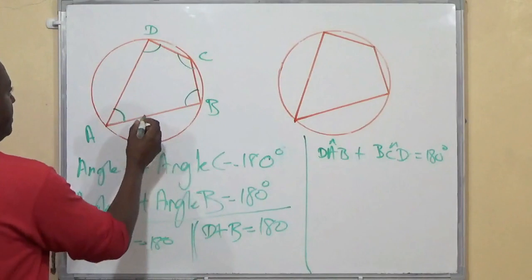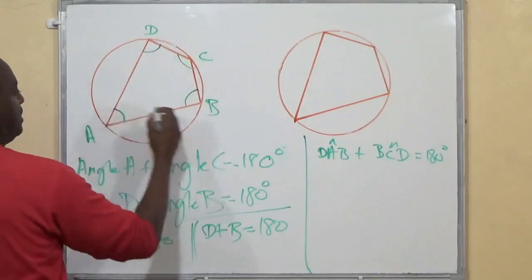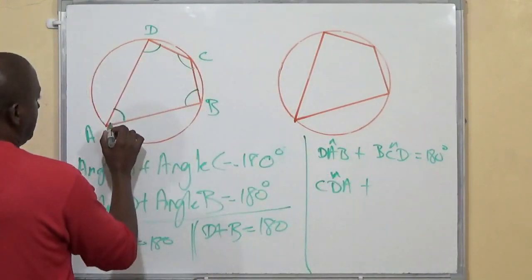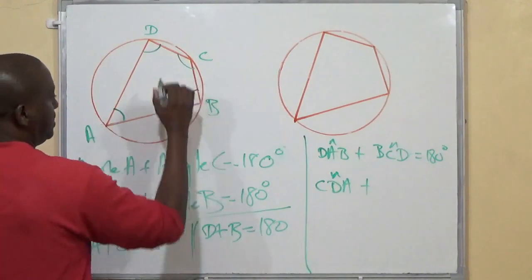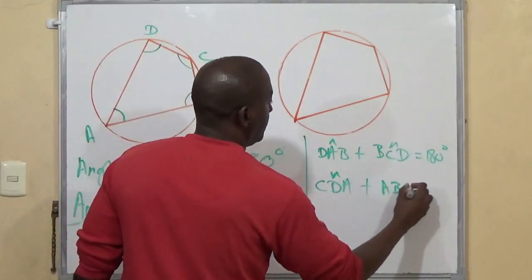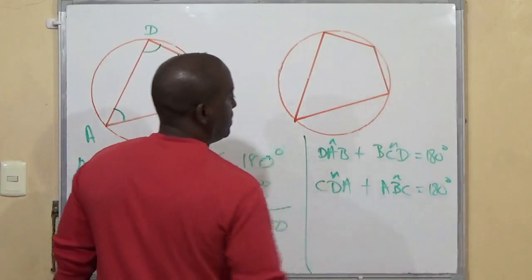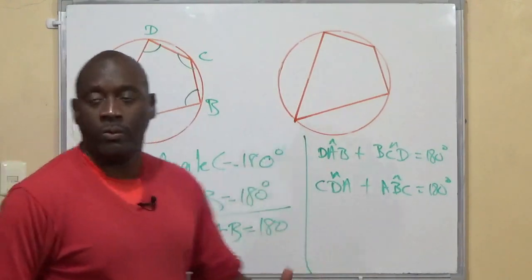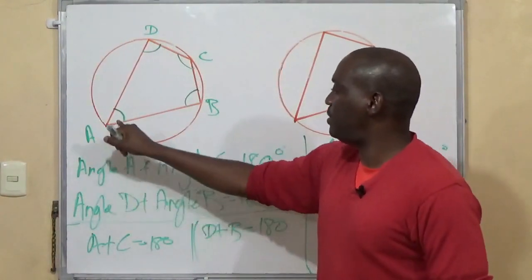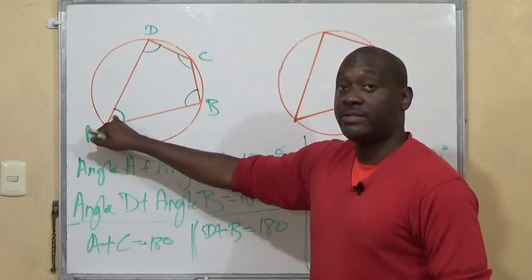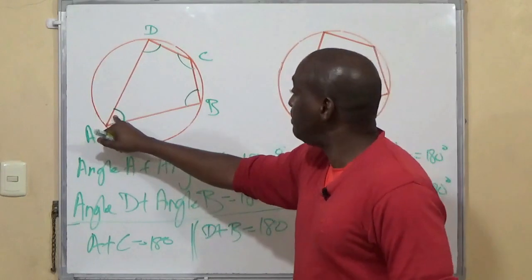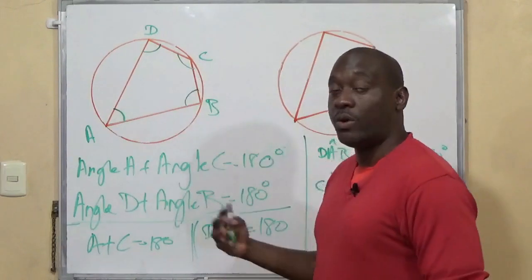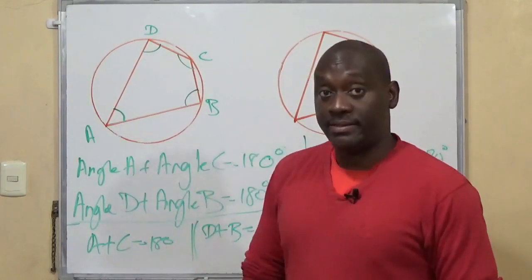And by the same token, I can say that angle CDA plus angle ABC is equal to 180 degrees. So in other words, what this allows you to do is that if you know any one of these angles, let us say for example you knew that this angle here was 30 degrees, then by virtue of this particular property that we're discussing, this angle here would be 150 degrees, which is 180 minus 30.